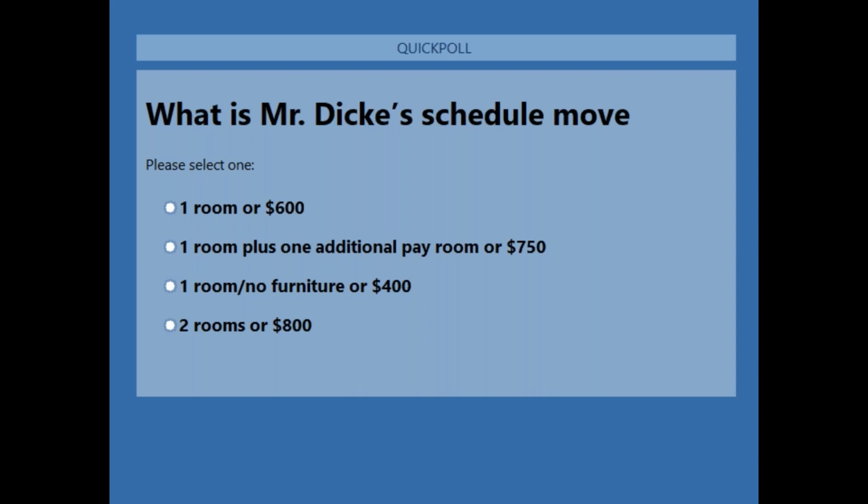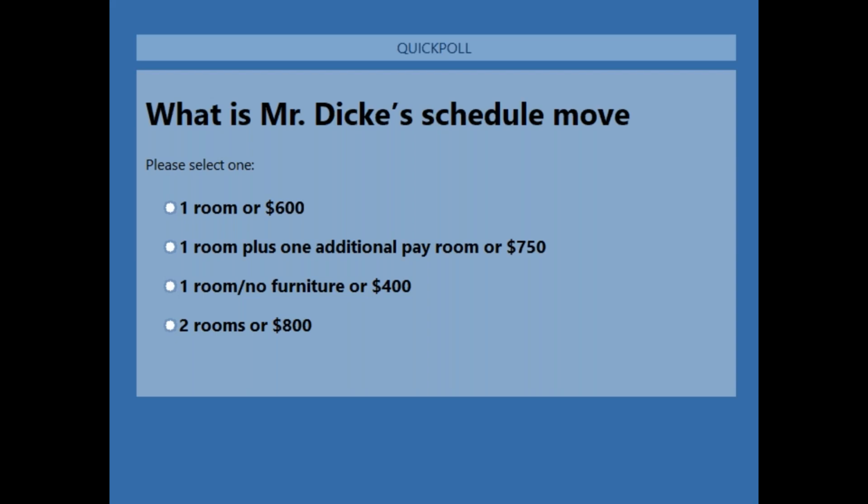So first possibility would be 1 room or $600. 1 room plus 1 additional pay room at $750. 1 room with no furniture, which is $400, or 2 rooms at $800. So what do you think you should be giving him for a fixed move schedule?